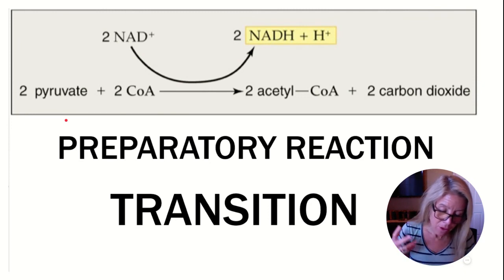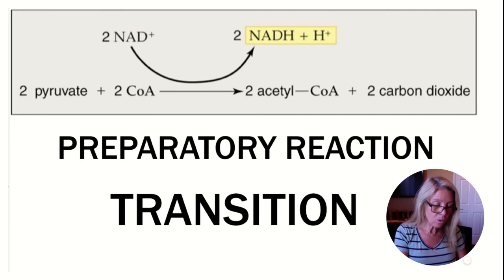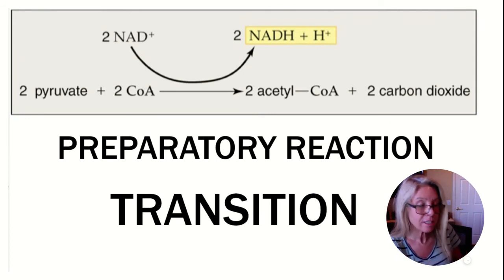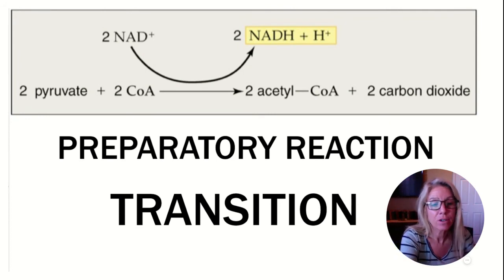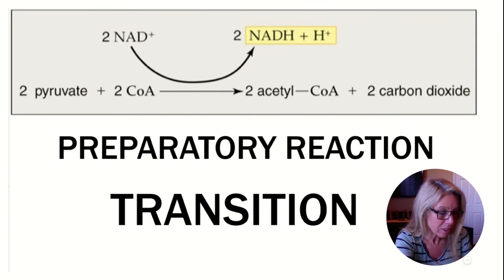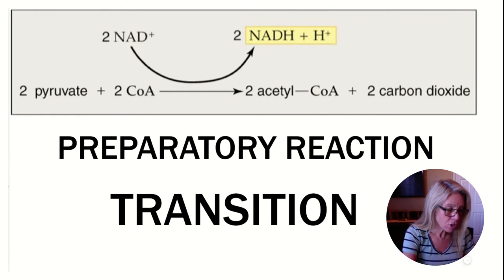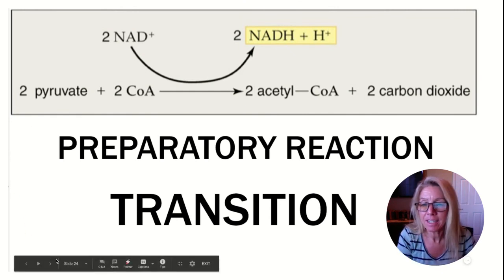So the first thing you want to have down there on transition preparatory reaction is that it connects glycolysis to the citric acid cycle. It connects glycolysis to the citric acid cycle. And each pyruvic acid is converted to acetyl-CoA. All right. Now I'm going to show you that. Take a look right here.